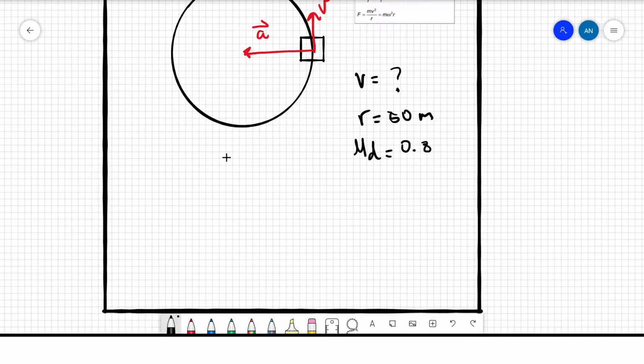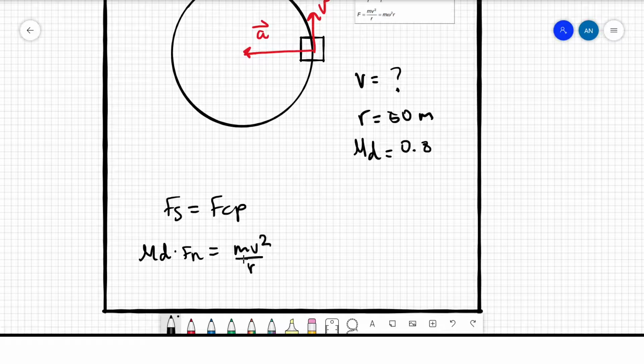As I've mentioned before, centripetal acceleration goes towards the center. The car traveling has friction towards the side, meaning Fs is equal to Fcp. And Fs, as we know, is the coefficient of dynamic friction multiplied by F normal, while Fcp we know as mv squared over r. Since the net force acting in the y direction is 0, mg is equal to Fn. So we can say that ud multiplied by mg is equal to mv squared over r.